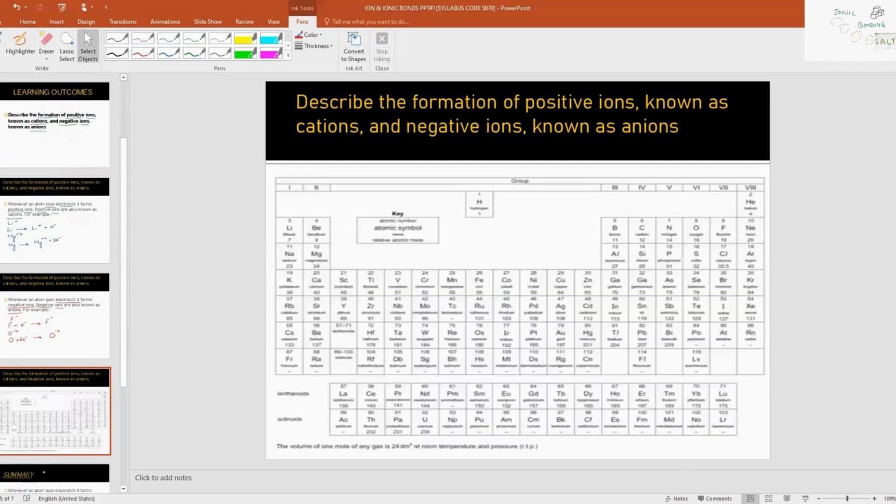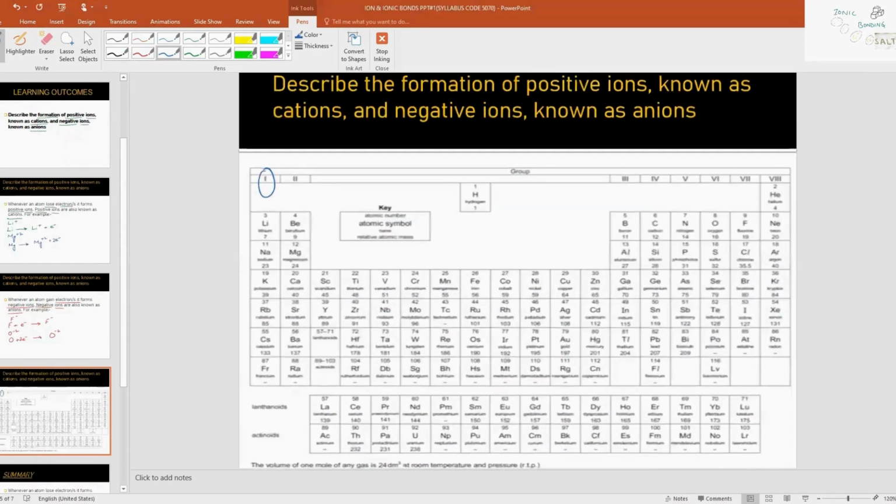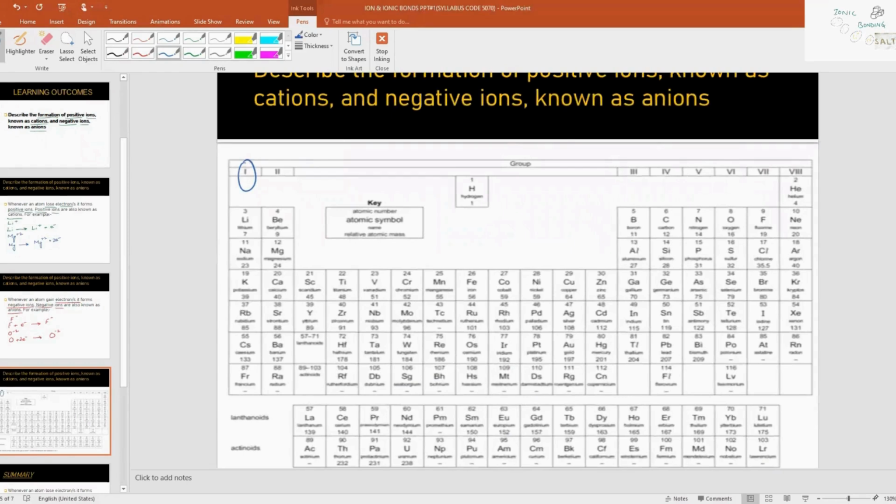Now, if you look at the periodic table, you will come to know that group 1 metals form ions with the formula M+, where M can be any of the group 1 metals. This is group 1. They all form ions with the formula M+, which means they have lost one electron.